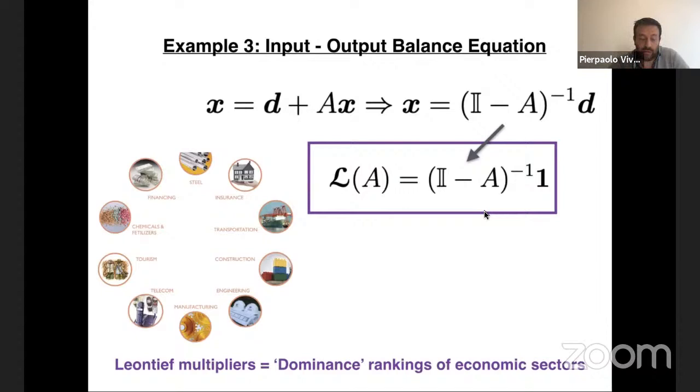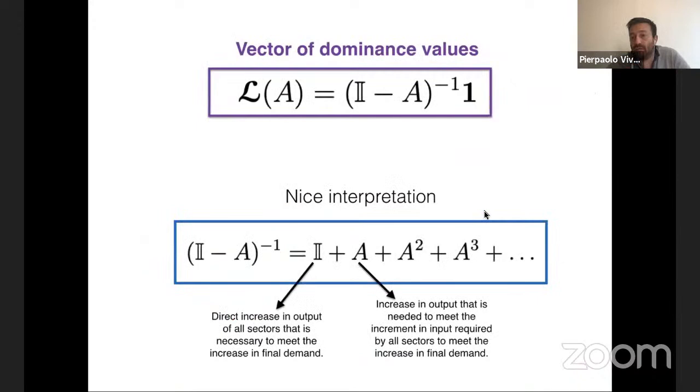So the vector of dominance values, I repeat, is obtained by performing this operation. You have a certain matrix A, you compute I minus A to the minus one, and you apply it to the vector of units. This object has a very nice interpretation, for example, in the context of economics, but you can draw the same conclusion for all other fields and examples that I've given you before, because you can expand formally this resolvent, this inverse matrix, in a power series. And you will see that each term in this series has an interesting economic interpretation.